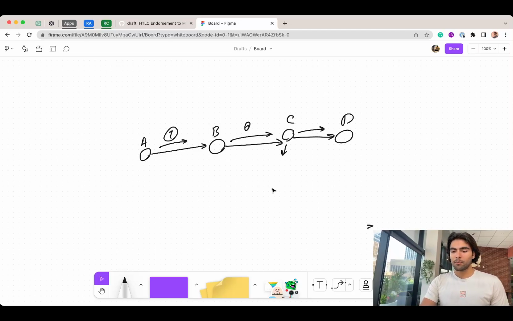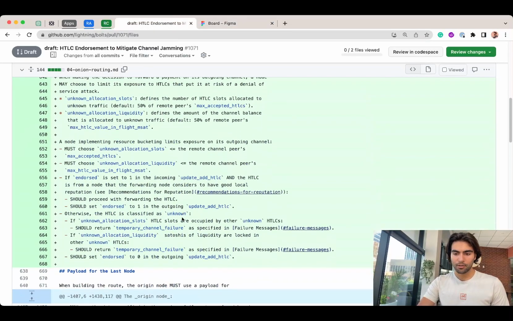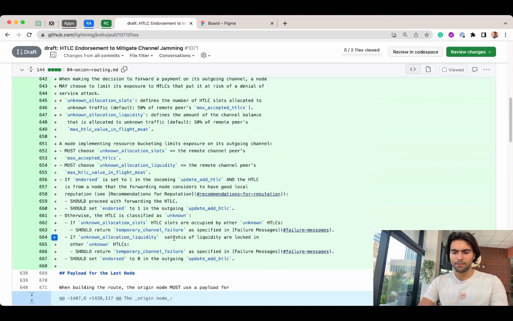In the second part of the proposal, we have a recommended reputation method that talks about how a single node, for example B, can assign reputation to its neighbors, so it would know which of its neighbors it's gonna trust and send the HTLCs as endorsed, or which one of them it doesn't trust and would send the payments as not endorsed.